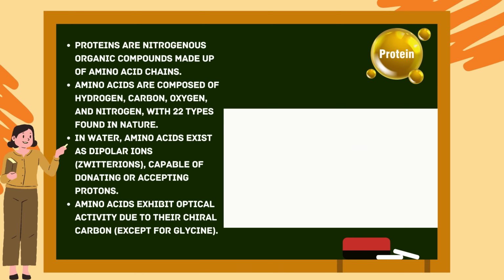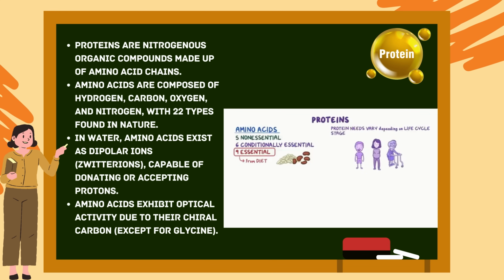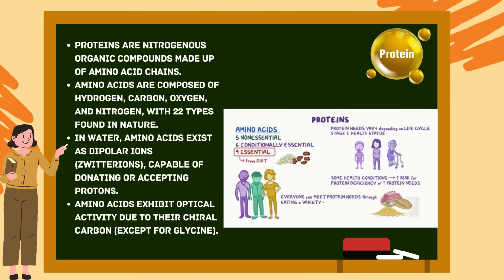Alright, as a quick recap, protein is a cornerstone of the human diet and a major component of our bodies. There are 5 non-essential, 6 conditionally essential, and 9 essential amino acids. We need to get essential amino acids from our diet. Protein needs vary depending on life cycle stage, level of physical activity, and health status. Some health conditions may put people at risk for protein deficiency or increased protein needs. Everyone, whether omnivorous, vegetarian, or vegan, can get enough protein by eating a variety of food.